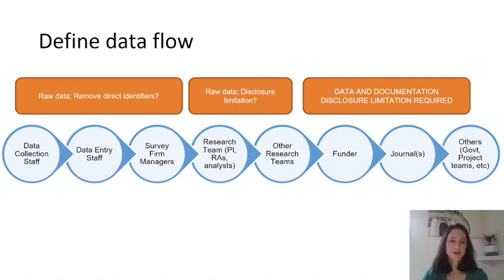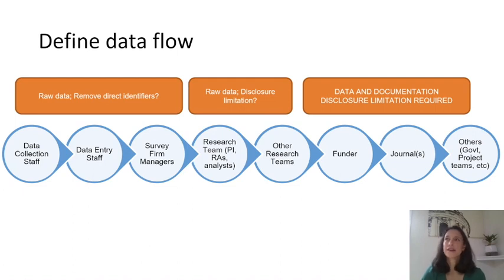In my experience, on the far left, these data collection staff, data entry staff, survey firm managers, they'll always be the ones that have access to the raw data, direct identifiers, probably the data that has the highest risk associated with it for improper disclosure, right, and disclosure risk. Moving to the primary research team, oftentimes that team still has access to and wants to hold the raw data. But ultimately, this is about poking at that and asking, well, but do they need to have the direct identifiers in the data file? Or can those already be dropped? Are they really necessary for analysis?